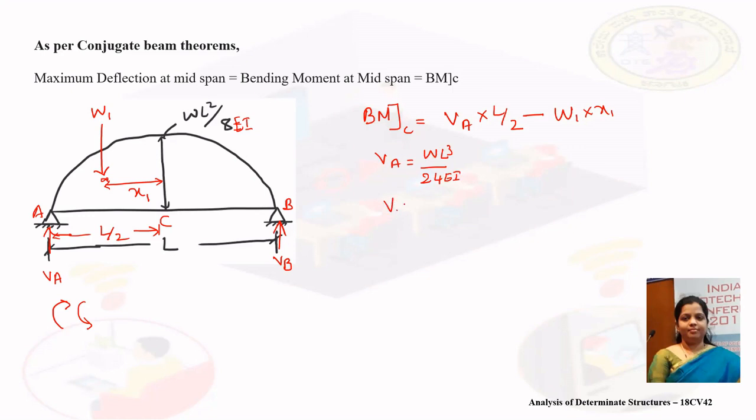Let me calculate W1. W1 is half of the area of the parabola. It is 2/3 of L into height, which is WL square by 8 EI.